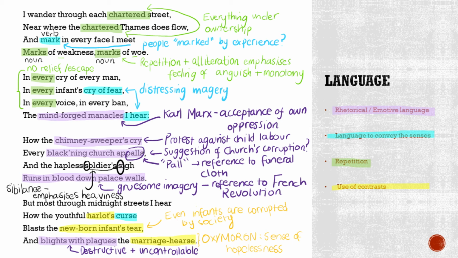Through the use of such a powerful contrast, Blake is able to convey how society is convoluted and that everything has been destroyed by corruption and exploitation.